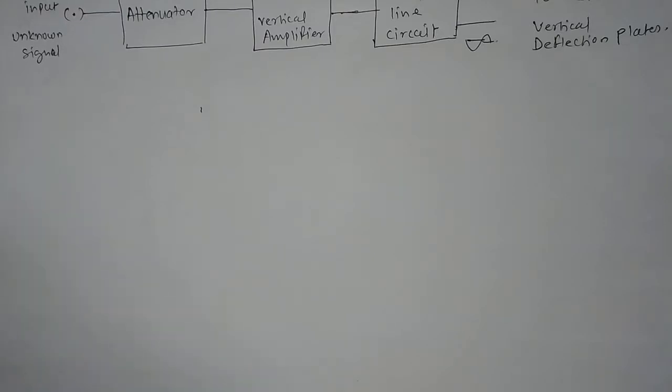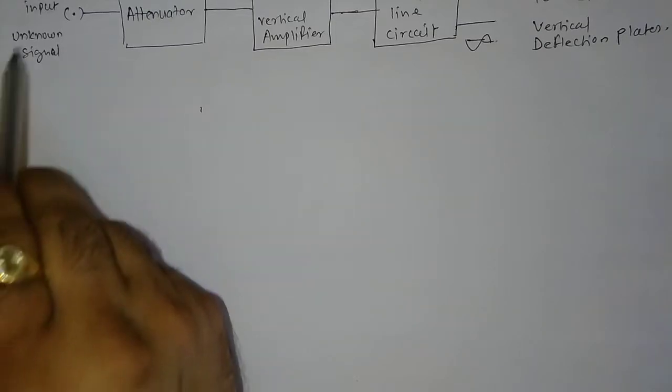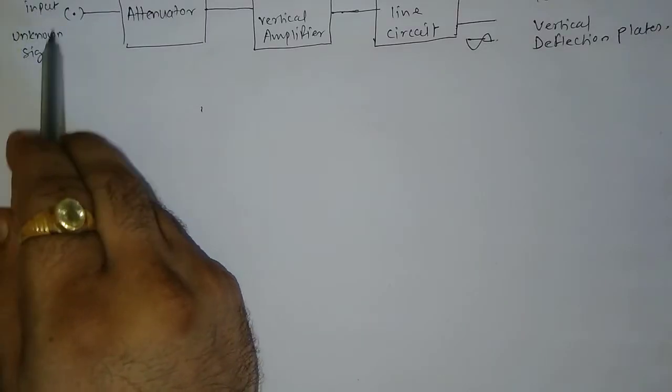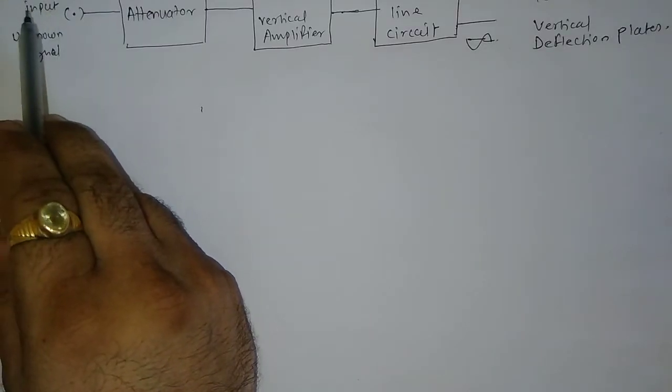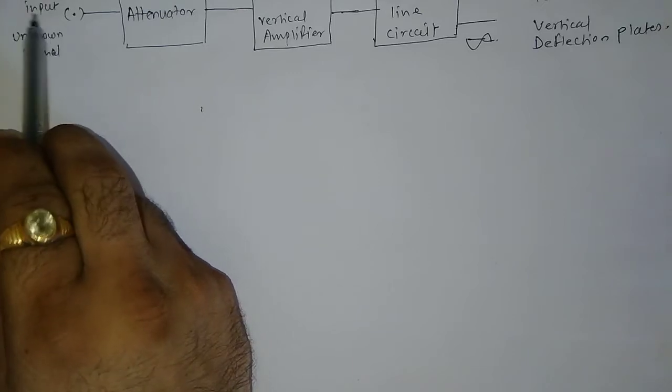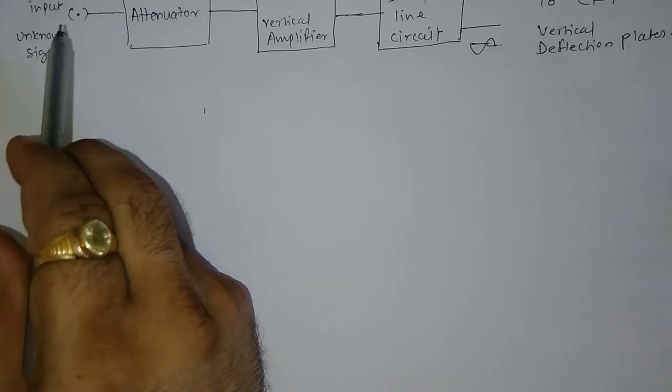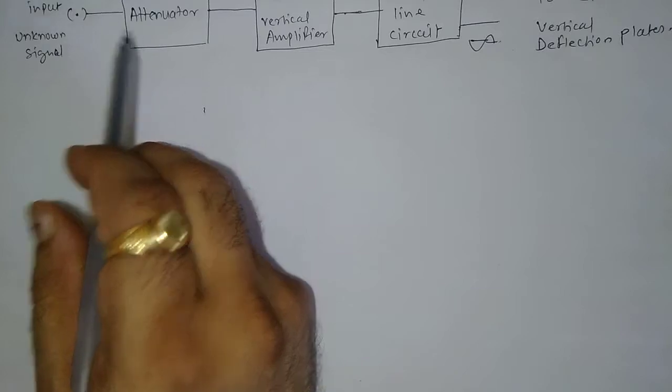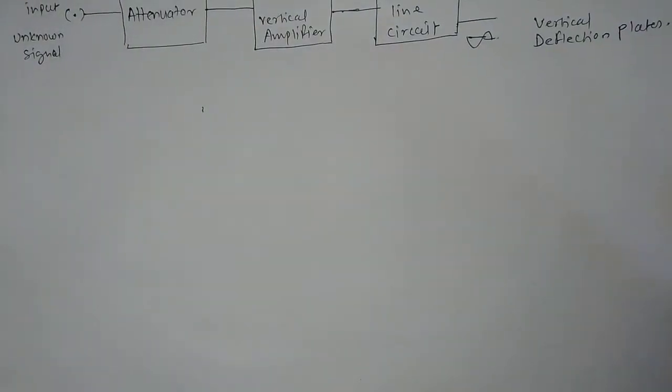That creates the Y deflection, that is, the vertical deflection. That is why every unknown signal is connected to a socket in the CRO, called the Y input. This Y input signal is first connected to the attenuator circuit. Now this attenuator circuit produces the deflection factor.